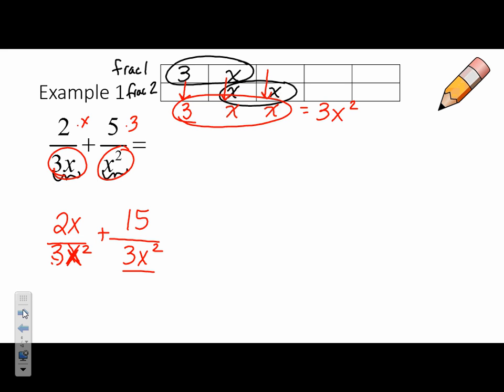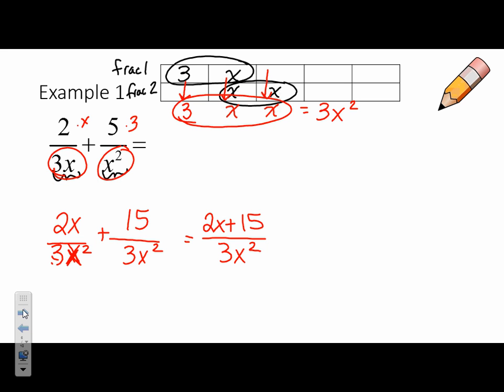So we've changed the denominators to be the same using that little graphic organizer, and we've changed the numerators to reflect how we've changed the denominators. Now we have like fractions that we can go ahead and add. Adding the numerators, 2x plus 15 just becomes 2x plus 15. The denominator stays the same, 3x squared.